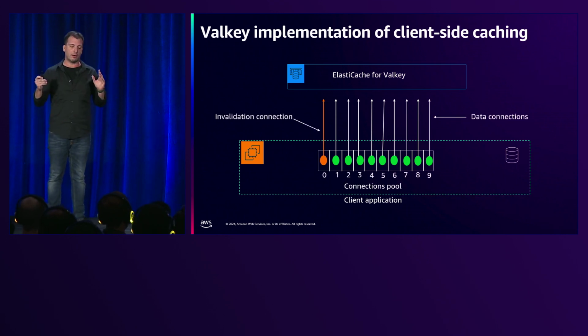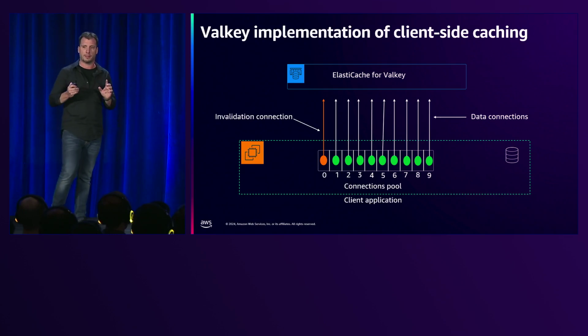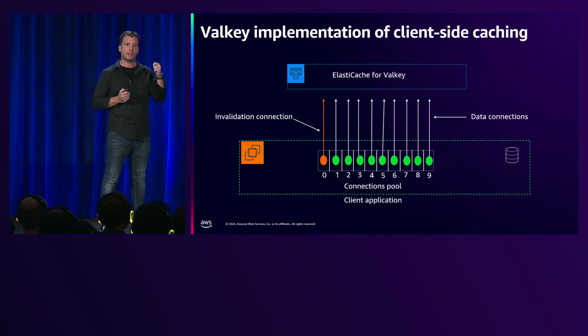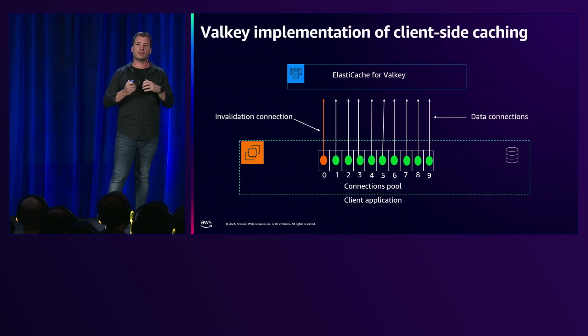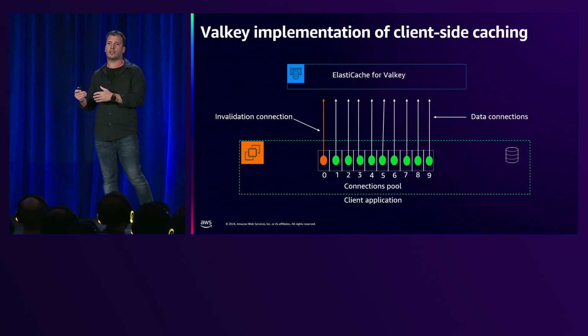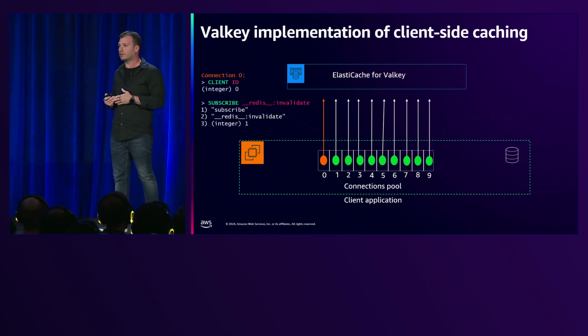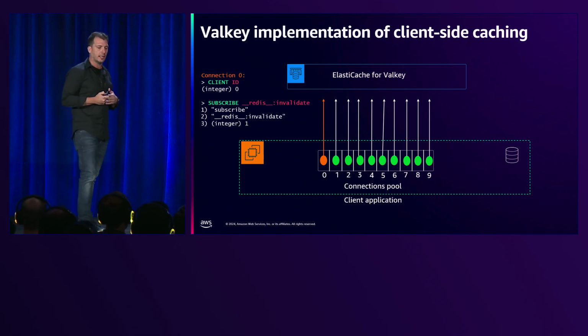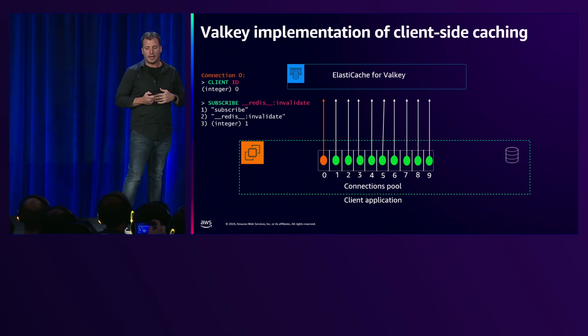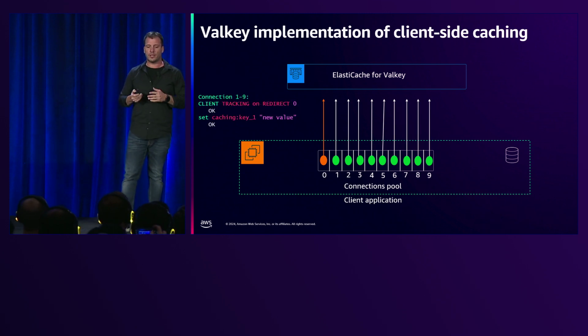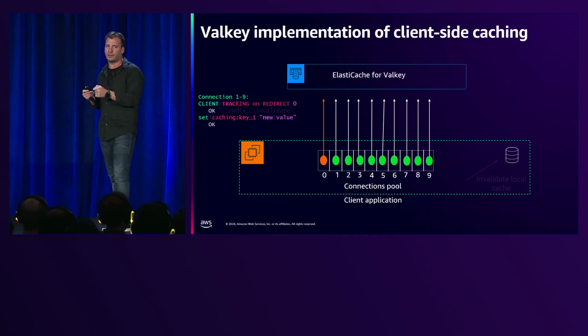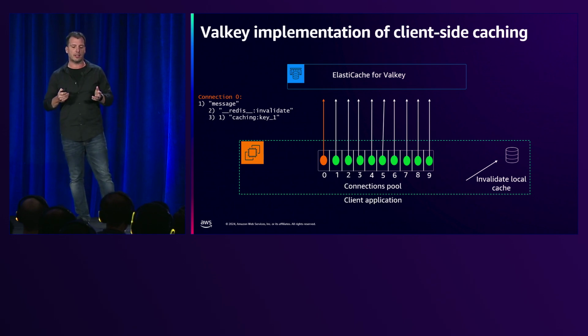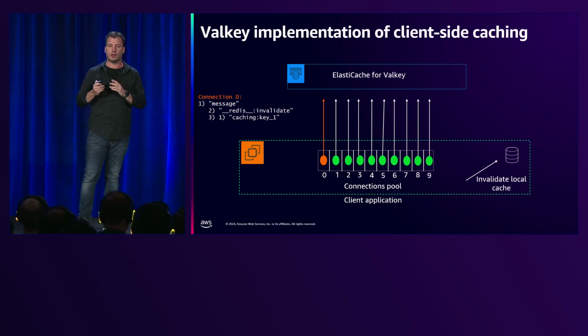So we're going to take our connection pool and split it into two segments. The first one, connection 0, we'll use as the invalidation connection. It will consolidate all the invalidations for all the other connections. And connections 1 to 9 we'll use as the data connections. All the data will go through the data connections. So connection 0 will subscribe to the invalidate channel, and all the other connections will use redirect tracking to connection 0. And every time that we update one of the keys, we will receive it as an invalidation message, and we can update the local caching.